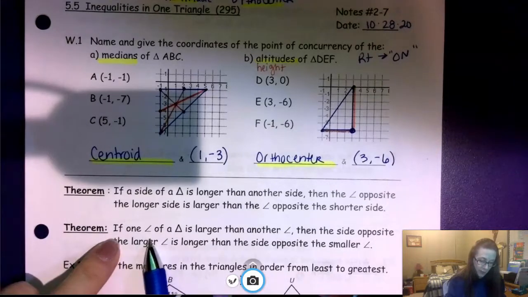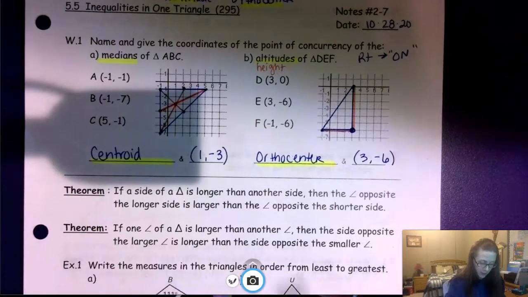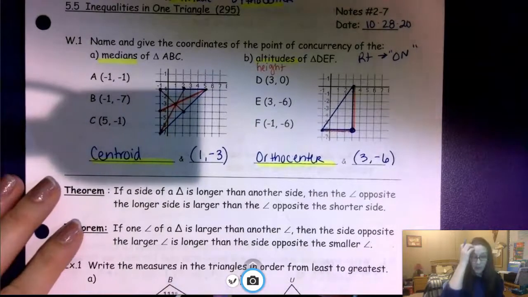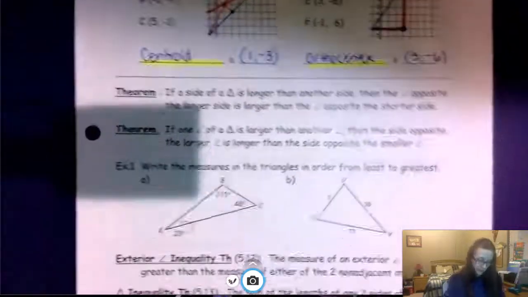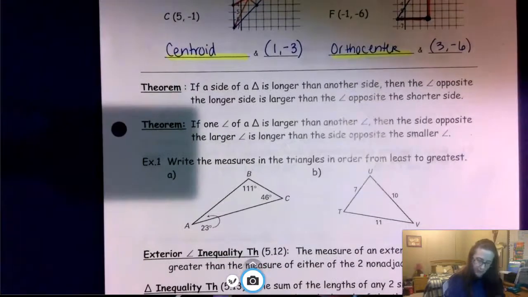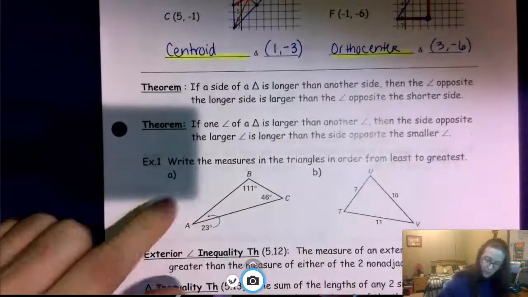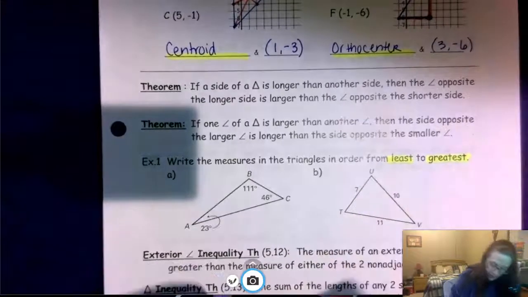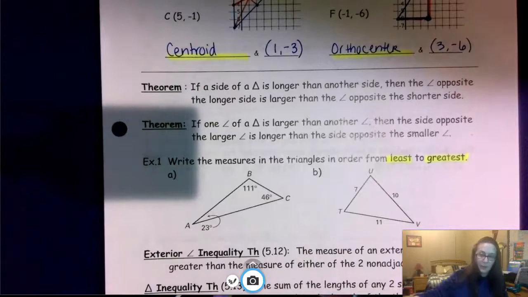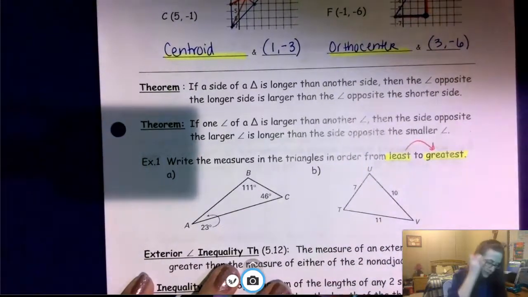If an angle of a triangle is larger than the other angle, then the side opposite the larger angle is going to be larger than the side opposite the smaller angle. So we can see this pretty quickly with our two examples here. Write the measures of the triangles in order from least to greatest. So you definitely have to pay attention to that because it's easy to mess up and put them in the opposite direction. So least to greatest.